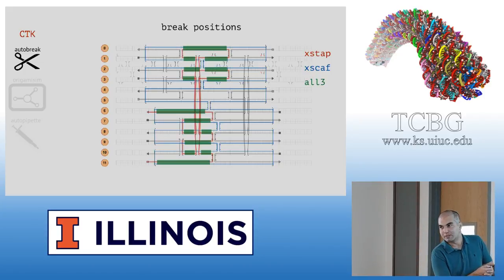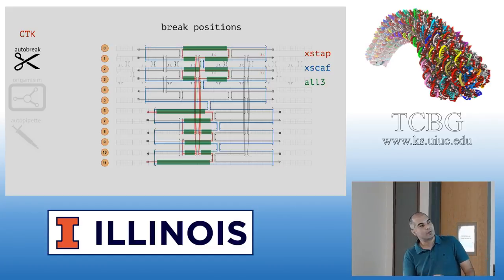Or the rest. But for instance here, all three means anything that is at least 3 bases away from the crossover regions. So this kind of continuous segments. I said I have also all two, it just takes longer time, but all three is what I usually prefer.